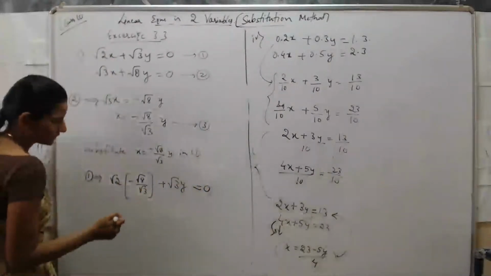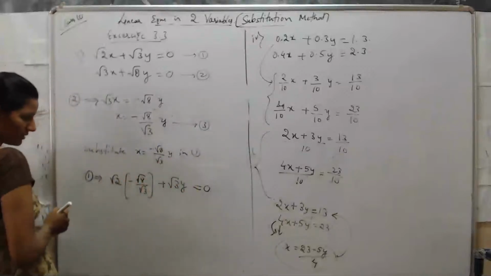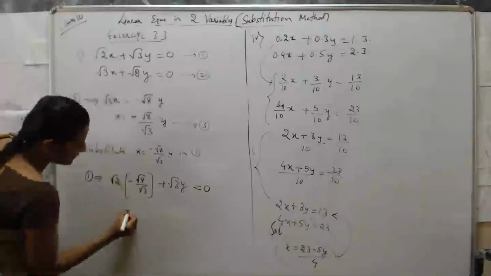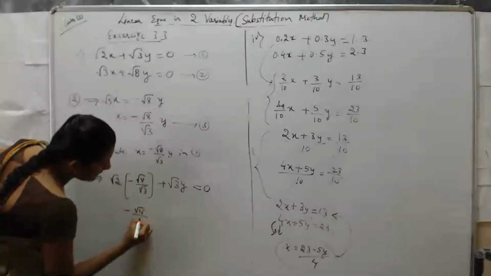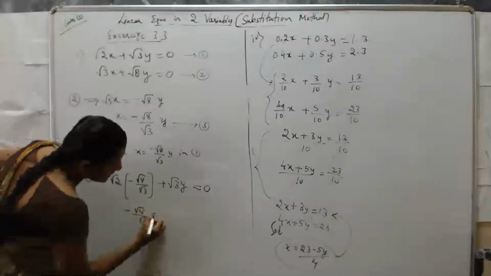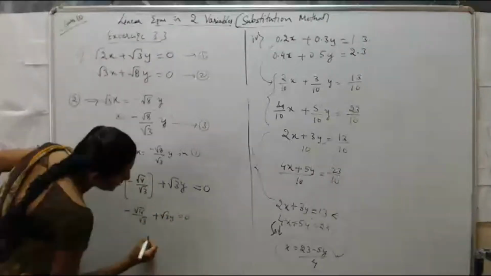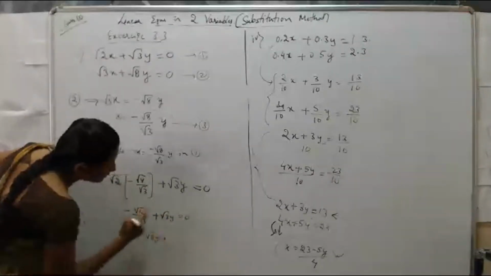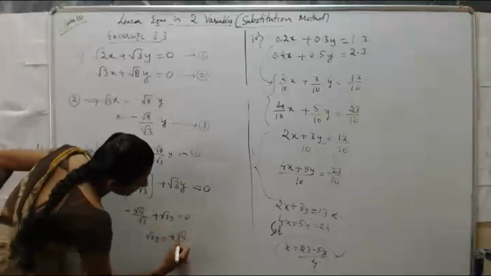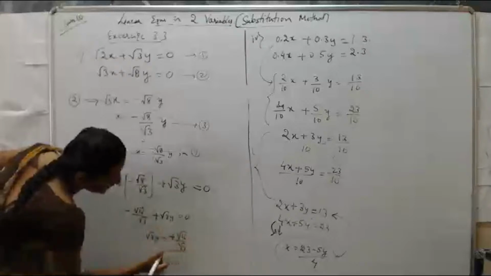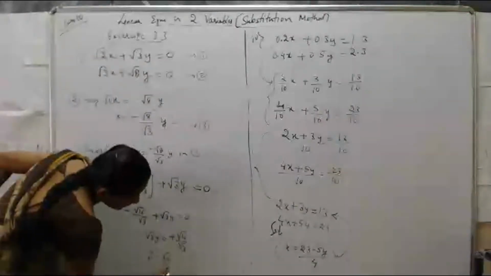Take LCM. Let's take this to the right hand side. Root 2 into root 8 is how much? Root 16. So root 8 plus root 16 by root 3, which is equal to plus root 16 by root 3. Take this to the denominator. y is equal to root 16 by root 3 into root 3.